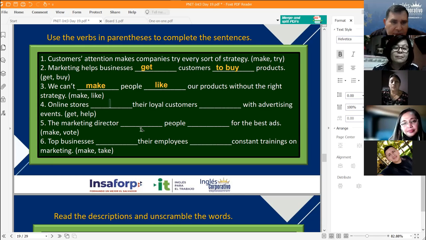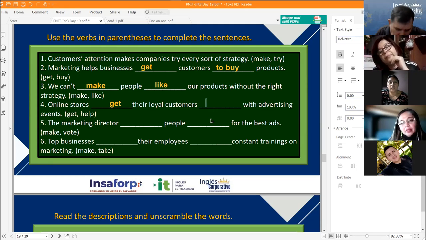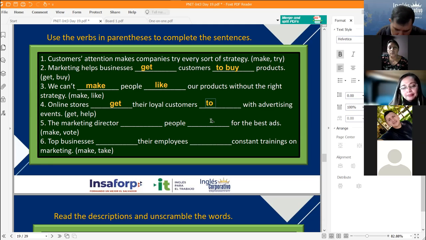Online stores, their loyal customers, get and help. Online stores get their loyal customers to help with advertising events. Okay. Make and vote. The marketing director makes people.